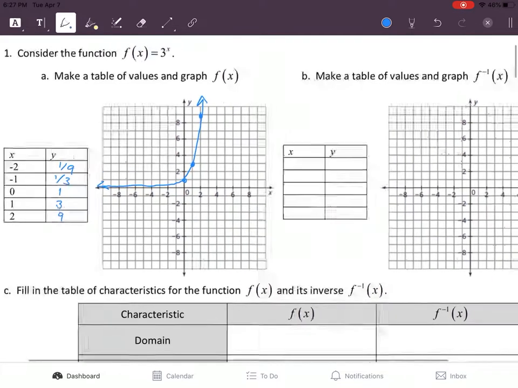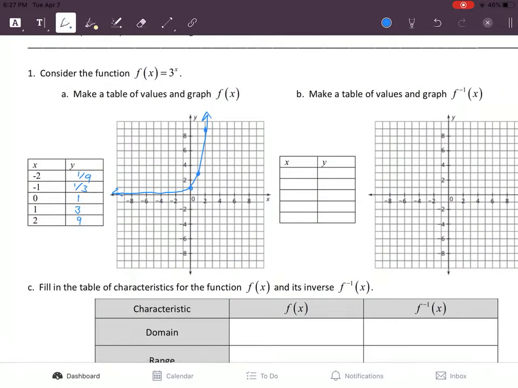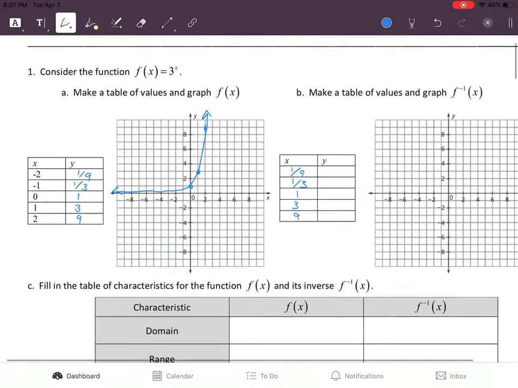Okay. For the inverse, all we're going to do is take the values in our table and reverse them. So now instead of the y's being 1/9 and 1/3 and so on, those are going to be the x values. So you have 1/9, 1/3, 1, 3, and 9. And then the x values of the previous table become the y values of the next: -2, -1, 0, 1, and 2.